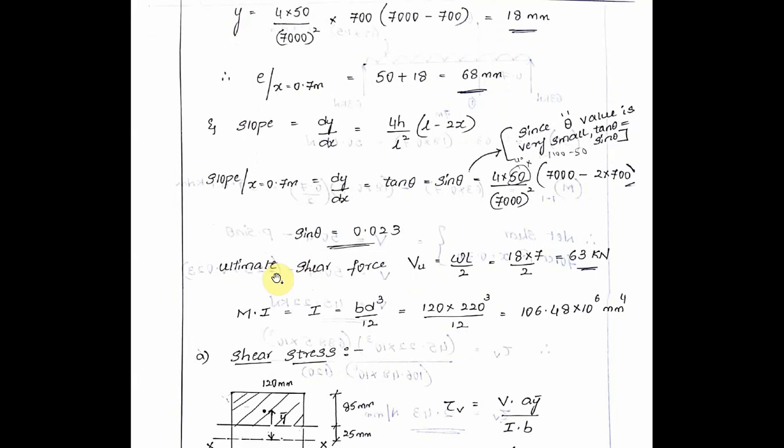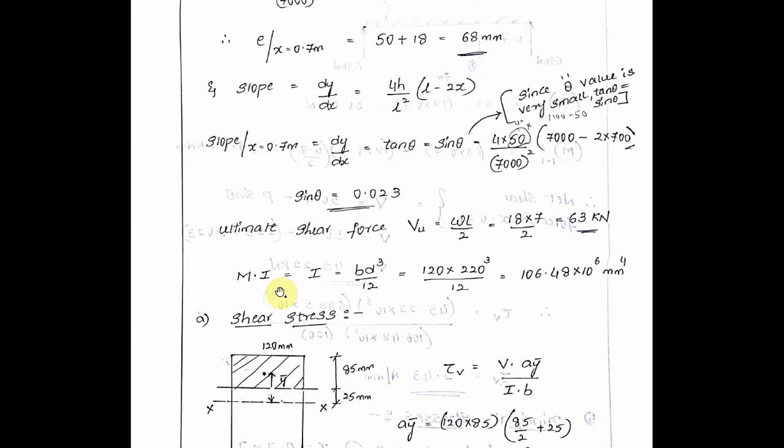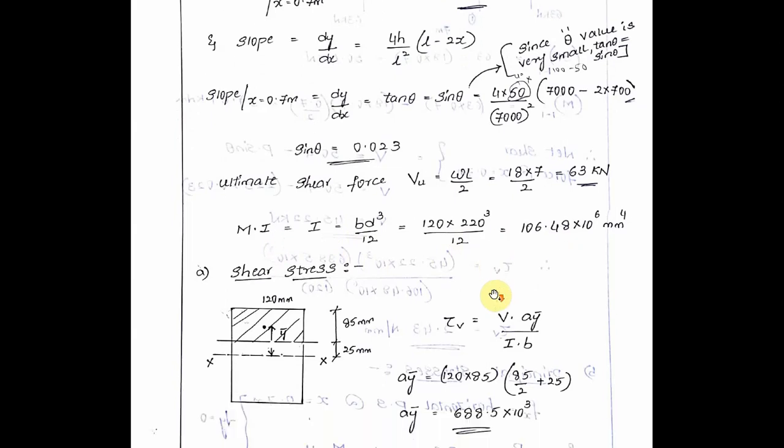Now the support shear force V is equal to W into L upon 2. So W is 18, length is 7, divided by 2, that is 63 kilonewton. Then the moment of inertia I is equal to b d cube upon 12, breadth is 120, depth is 220 cube divided by 12, that is equal to 106.48 into 10 raised to 6 mm raised to 4.